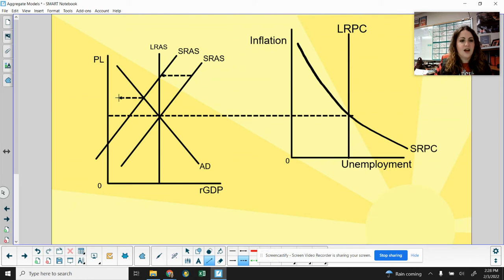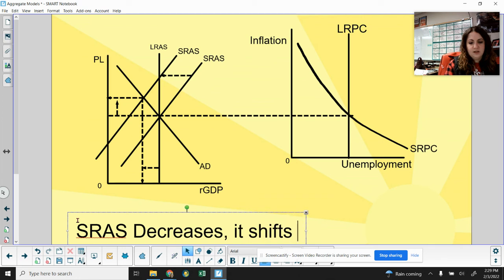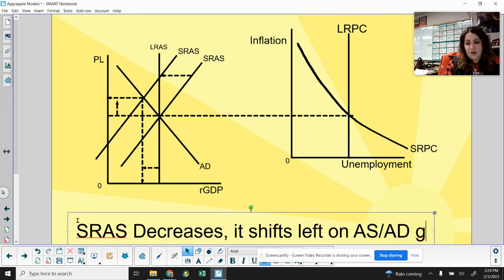Now we have higher prices. Prices are going up. And we have lower GDP. Uh-oh, that's not good. Higher prices, high inflation, and bad economy. That's not good at all. So, like I said, when short run aggregate supply decreases, it shifts left on the aggregate supply and aggregate demand graph.